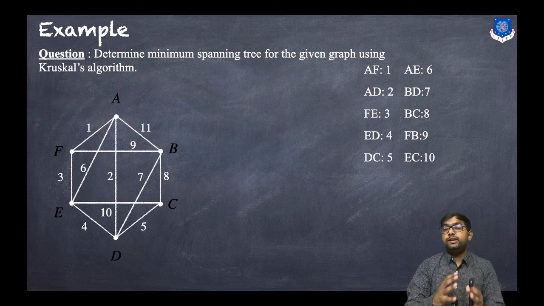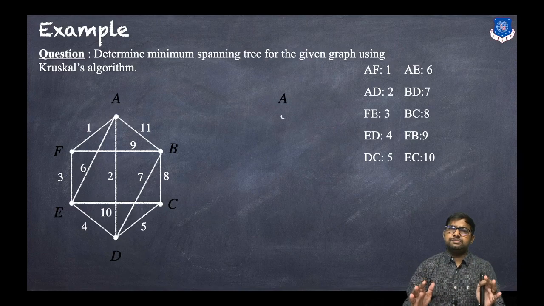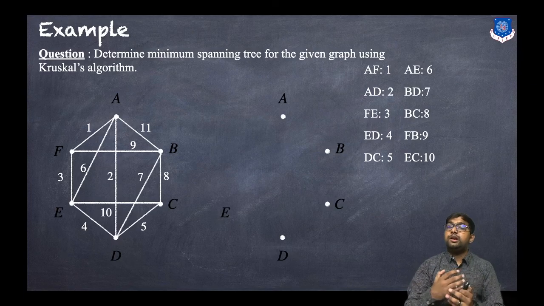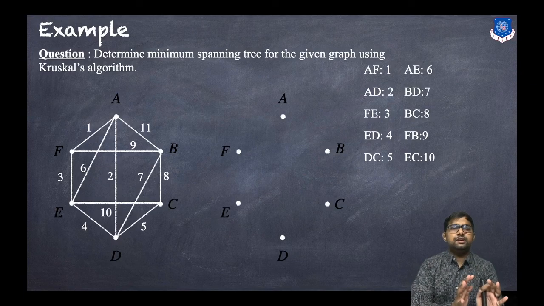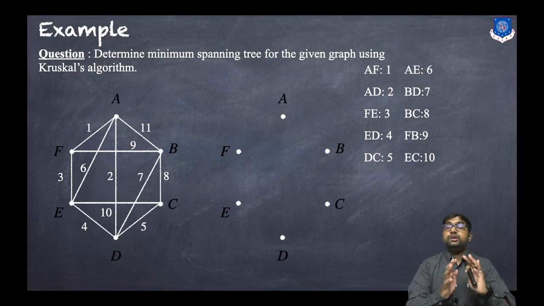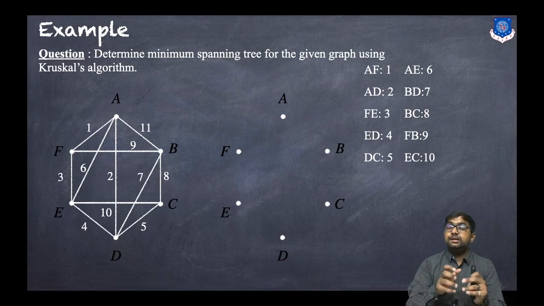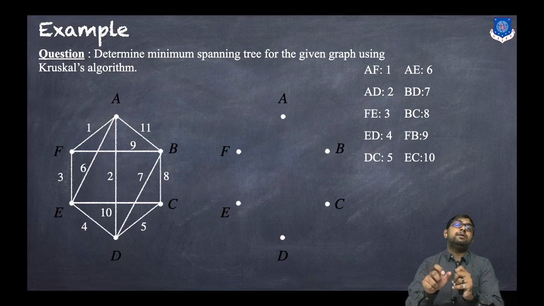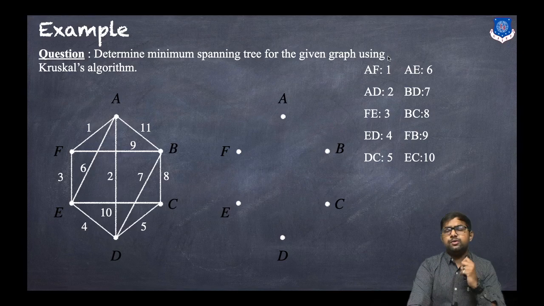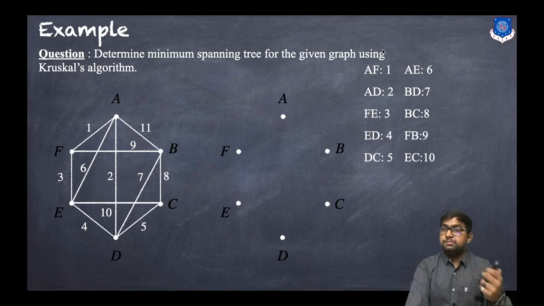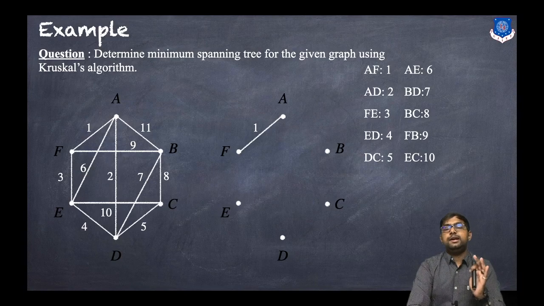Next we'll follow the same steps. We will take all the vertices, because it is a minimum spanning tree, so it should contain all the vertices. So we have drawn all these vertices. Now the first step: instead of selecting the first vertex as in Prim's algorithm, here we'll select the edge which has the minimum weight, one by one. Here AF has the minimum weight, so we take AF. So the first step is AF. In Prim's algorithm the step was like this.